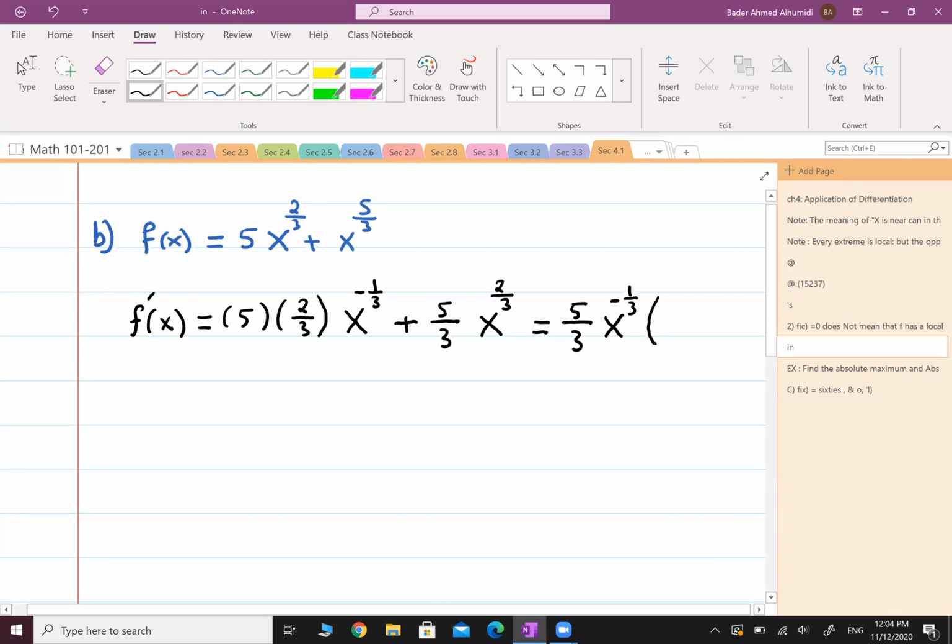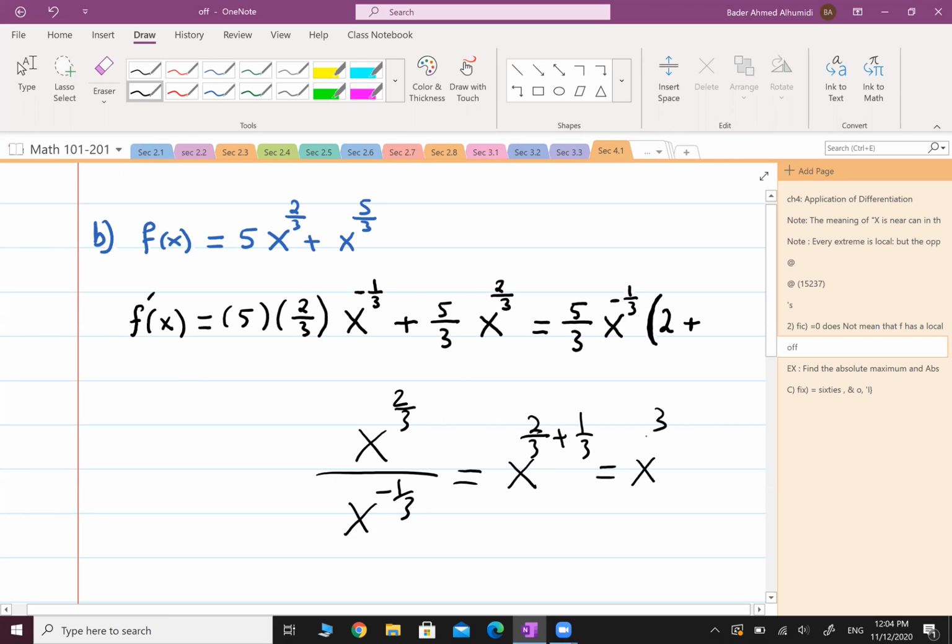Now, what is remaining inside? I have x to the power minus 1/3 deleted, 5 over 3 deleted. I have only 2 surviving in the first term, plus, in the second term, 5 over 3 is taken as a common factor, so I have x to the power 2 over 3 divided by x to the power minus 1 over 3. That is equal to x to the power 2 over 3 plus 1 over 3, which is x to the power 3 over 3, which is equal to x to the power 1.